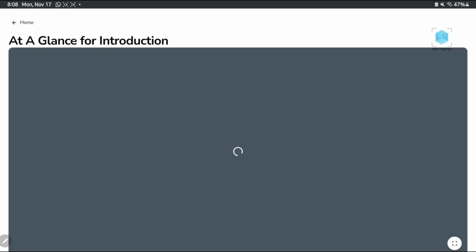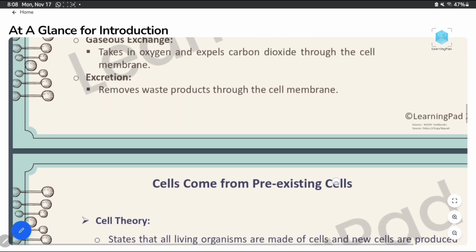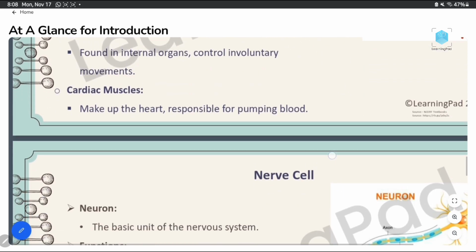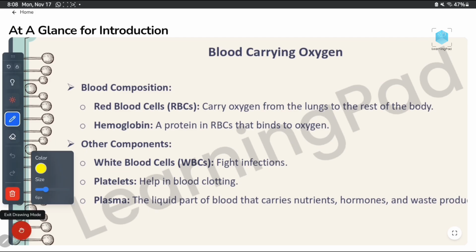So we studied about nerve cells. The next topic which we are going to study after nerve cells is blood carrying oxygen. Let us see how blood carries oxygen to different parts of the body. Now, blood consists of three types of cells. What are the three types of cells? One is red blood cells, that is RBC, then white blood cells, that is WBC, and the next is blood platelets. These are the three types of cells which are present in blood.